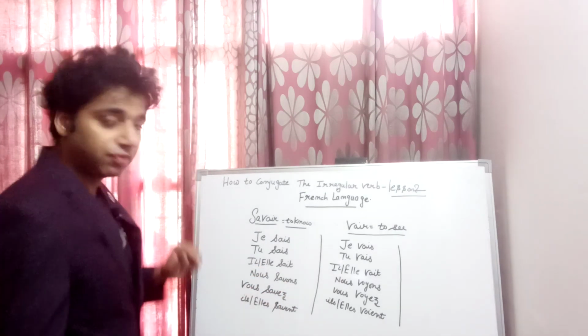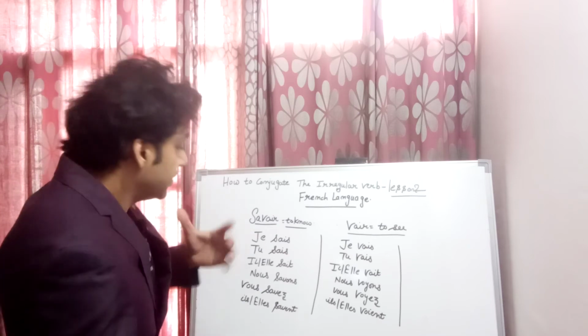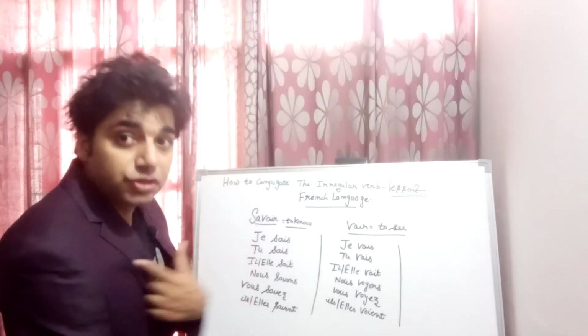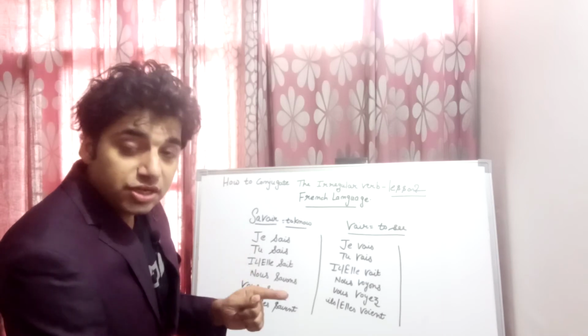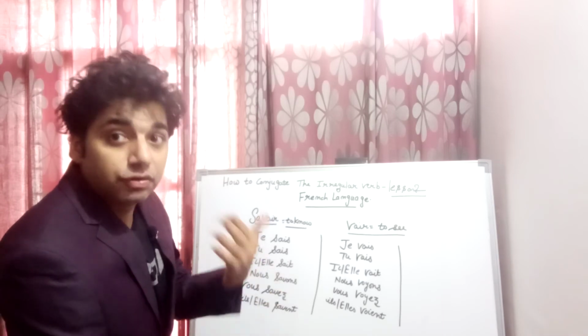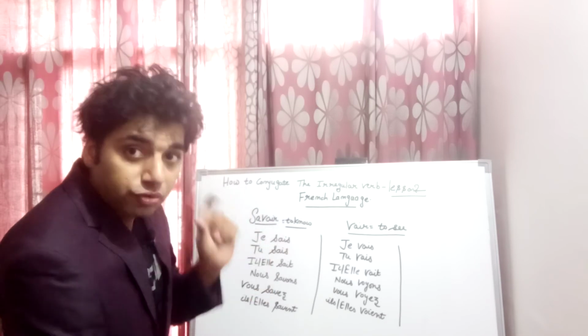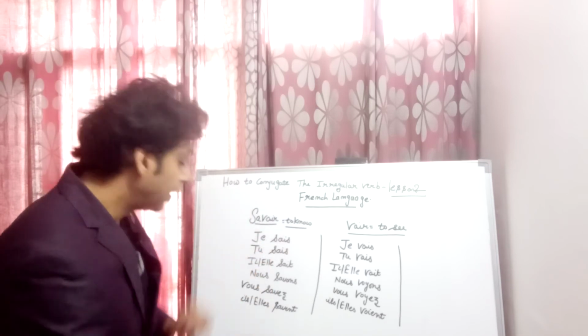C'est clair. I'm repeating one more time. If I'm saying I know, that is je sais. If I'm saying you know, tu sais. He, she knows, il, elle sait. We know, nous savons. You know in terms of formal, vous savez, and il, elle savent, we have a plural.